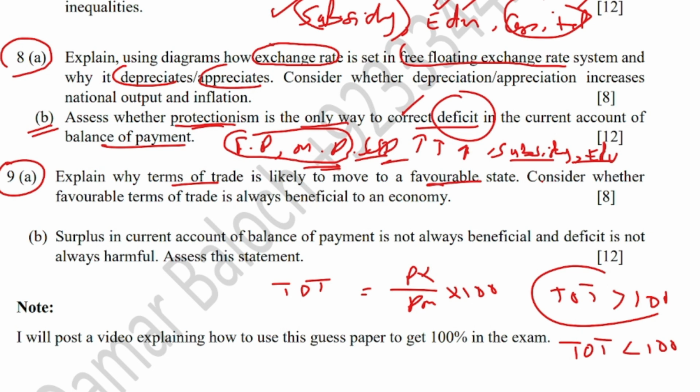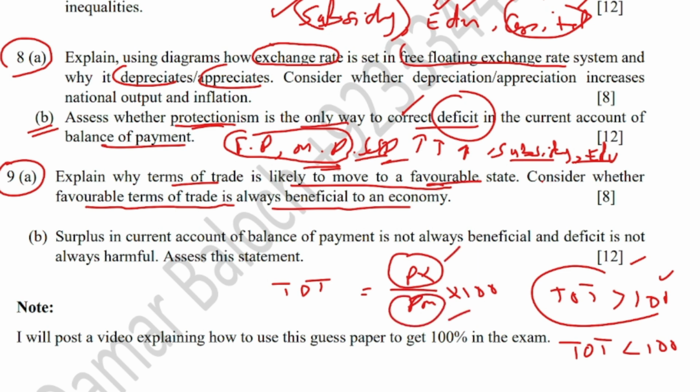So favorable terms of trade occurs when the answer of the calculation is greater than 100. Consider whether favorable terms of trade is always beneficial to an economy. Then you have to give some reasons for the move to a favorable state. Whenever there is a rise in the price of exports or a fall in the price of imports, the numerator is greater and the denominator is smaller, so the answer will be greater than 100, and it will lead to a favorable movement in terms of trade.